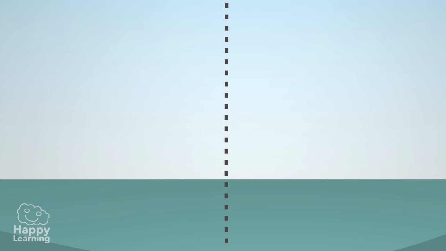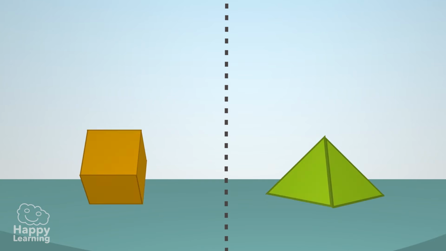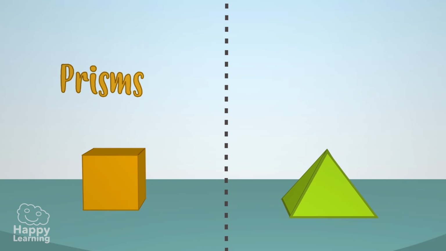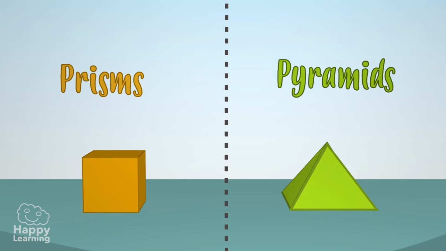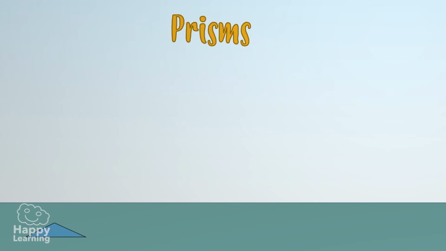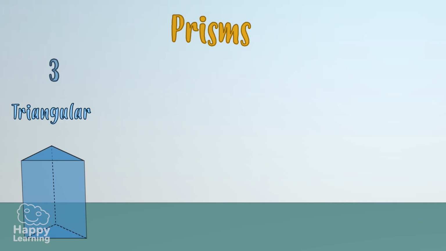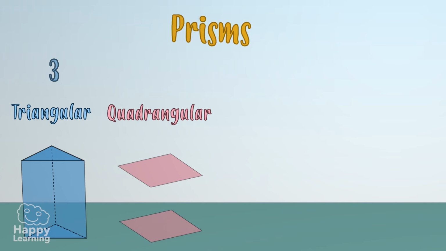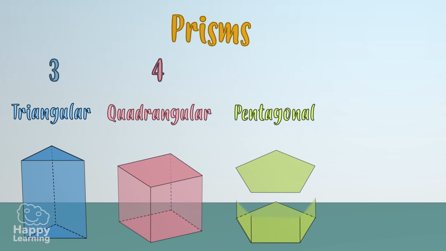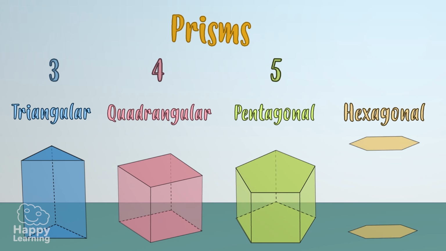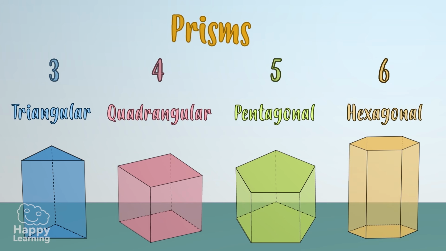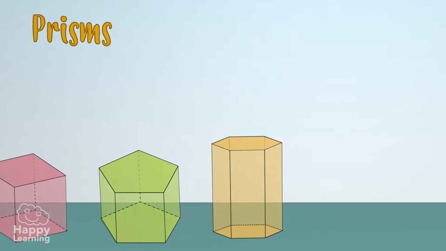Polyhedrons can be classified in many ways, but there are 2 types that we have to know. They are the prisms and the pyramids. The prisms have 2 polygonal bases, and they are named by the number of sides of the bases: triangular prism if it has 3 sides, quadrangular prism if it has 4 sides, pentagonal if it has 5, hexagonal if it has 6, and so on, to infinity and beyond.